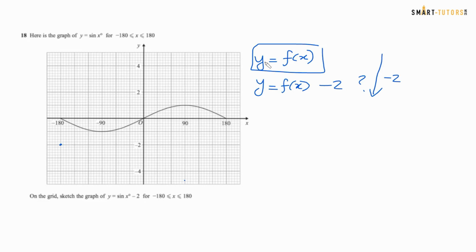So this minus 180 point is going to be 2 units down. The new position is this. And this minus 1 is going to be shifted to minus 3. And the 0 point is going to be shifted to minus 2. And this 1 point is going to be shifted to minus 1. And 0 is going to be shifted to minus 2. So the graph is going to be exactly the same y equals sine x graph, just shifted 2 units down. So that is our final graph. So it's moved 2 units, right? That's our final answer.